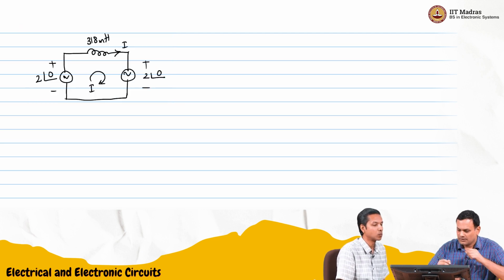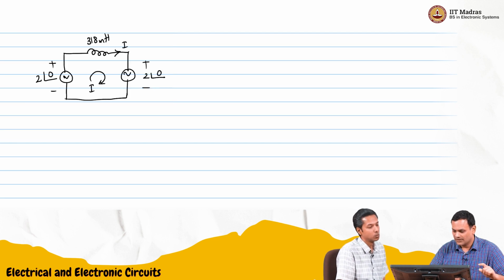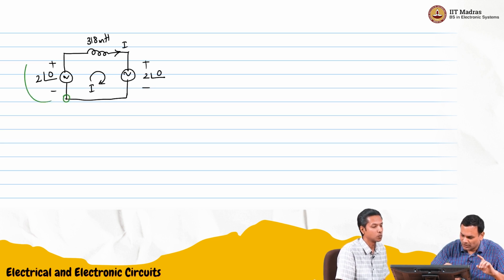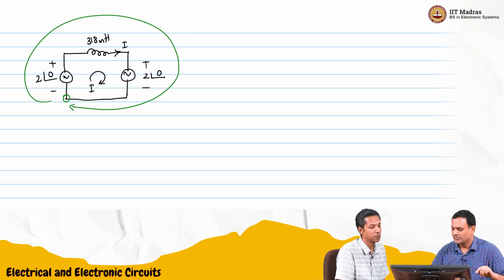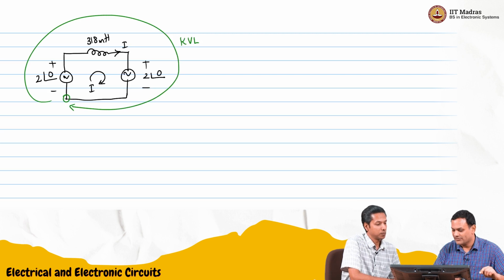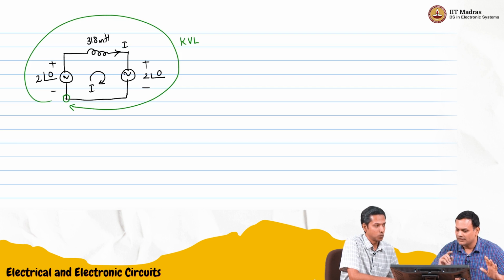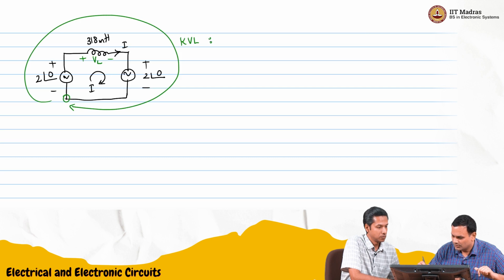Well, now that I've given the reference, I can actually do KVL around the loop. So maybe I'll do that. I'm going to start from here, go around the loop and come back to this point. So if I do KVL, voltage increase we'll take as positive and voltage drop as negative. Since we have taken the direction of the current, we'll assume there is going to be a voltage drop here, VL. So plus 2 angle 0.